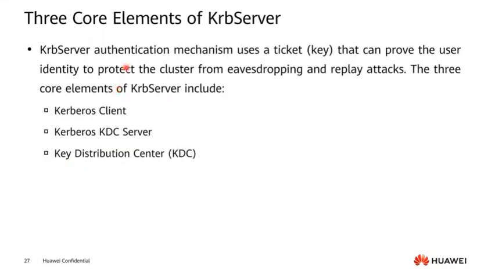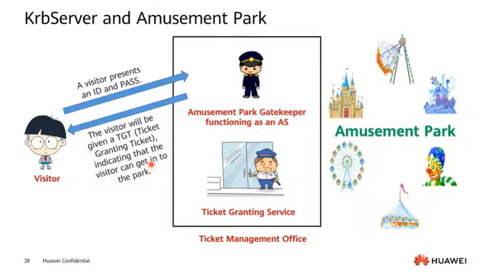And there are three core elements of the KRB server. The Kerberos client, which is a bridge between users and the Kerberos cluster. The Kerberos KDC server, which provides services for KDC, of course. And the key component, the key distribution center, which is responsible for producing tickets and session keys. KDC is composed of two parts, an authentication server and a ticket granting server. With the help of all the three components, Kerberos provides identity authentication in a similar way as the passing rules of the amusement park. Here, we can introduce the full process by some vivid cartoons.